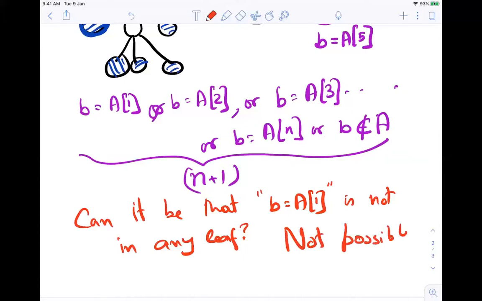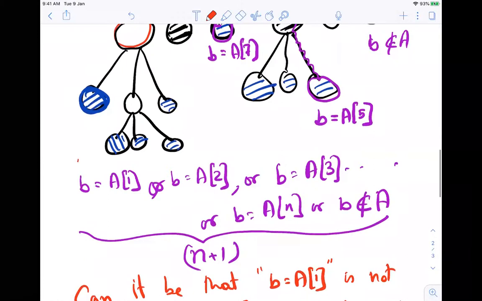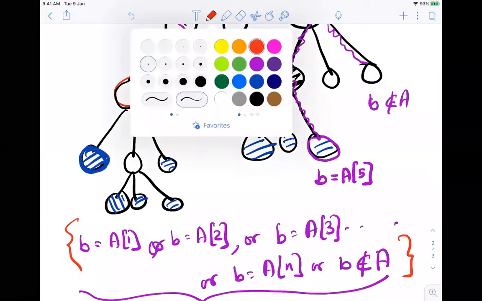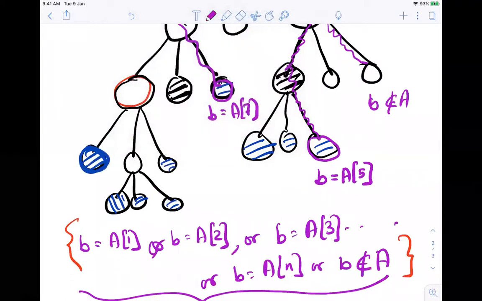In other words, this set of n plus 1 answers should be there in all the leaves. It is very much possible that there will be 2 leaves which output the same thing. That is not what I am worried about. But I am saying that every output must be there in at least one leaf, right?